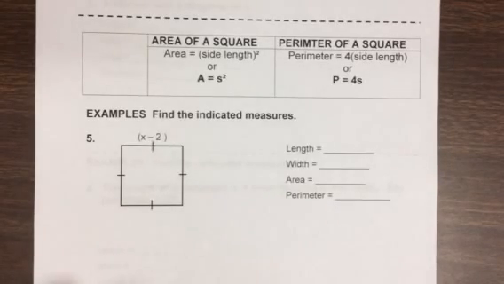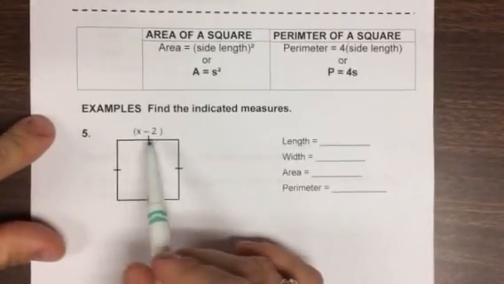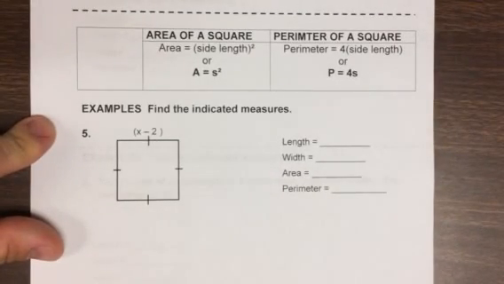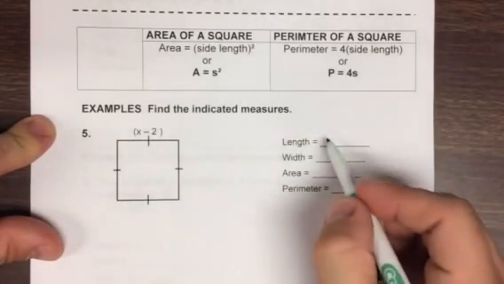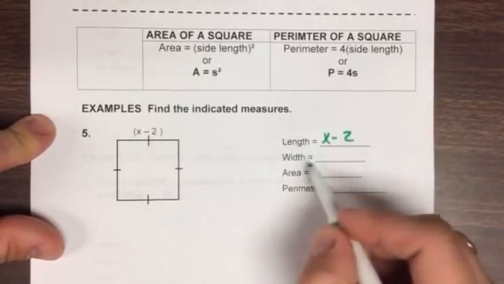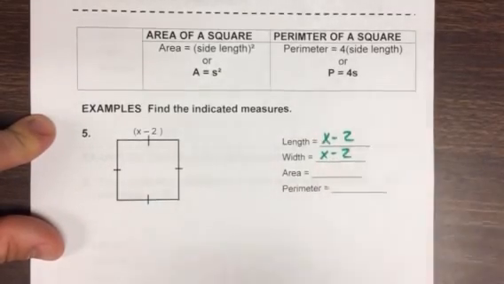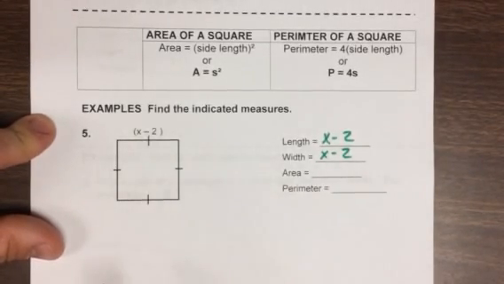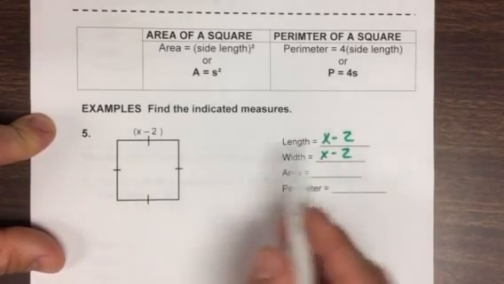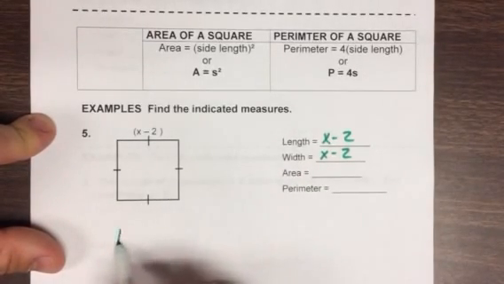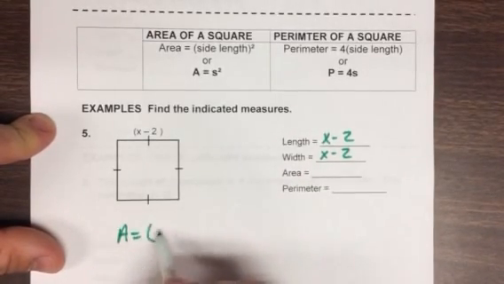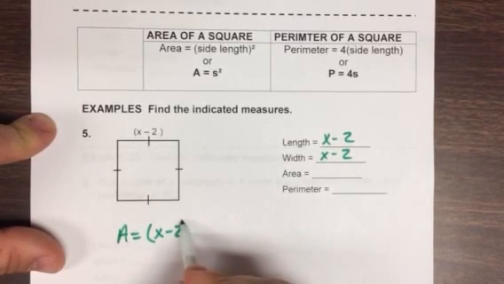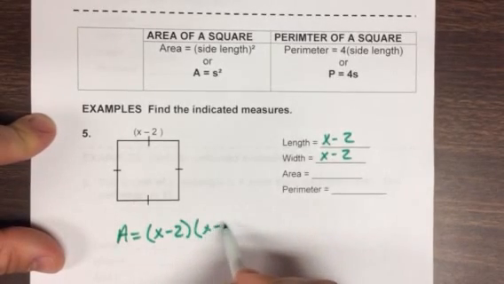So looking right now, X minus 2 is my side. So I'd list that there, and for the width, I'd list x minus 2. So this one is going to end up leaving you a variable because we have no way to solve for x. So to say the area, I would say x minus 2 squared, which is x minus 2 times x minus 2.